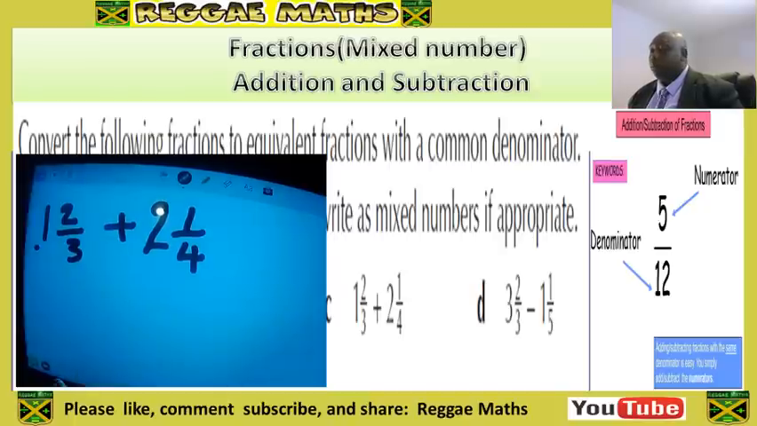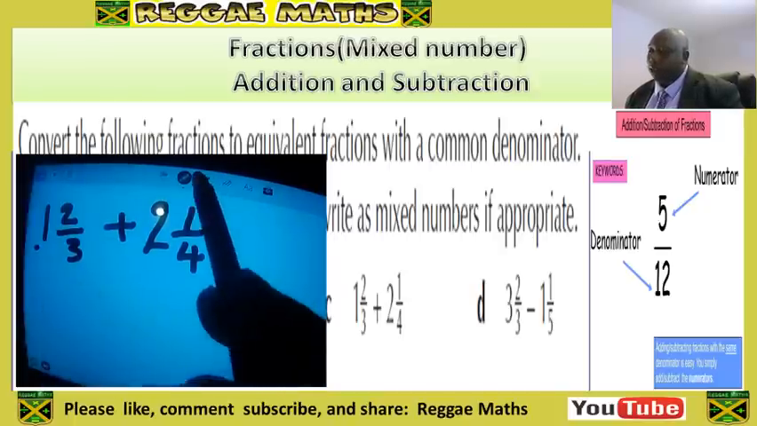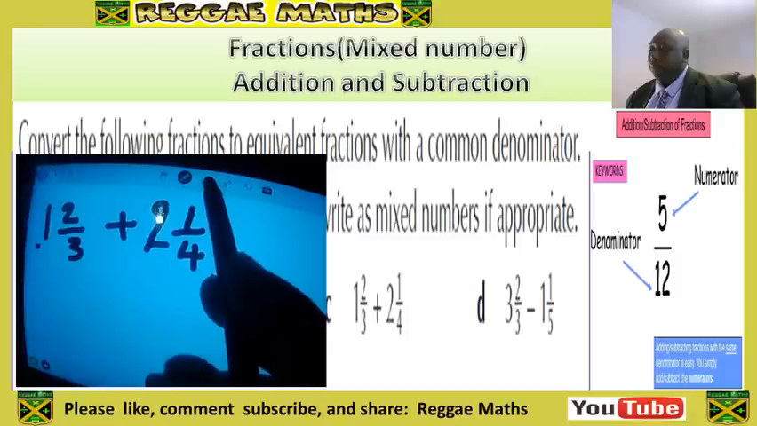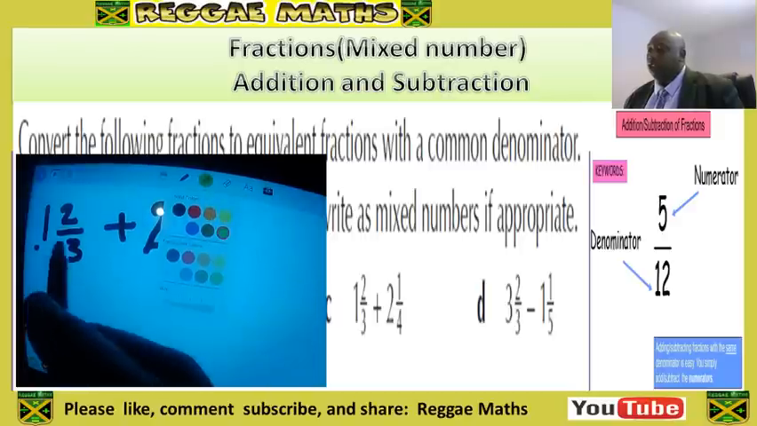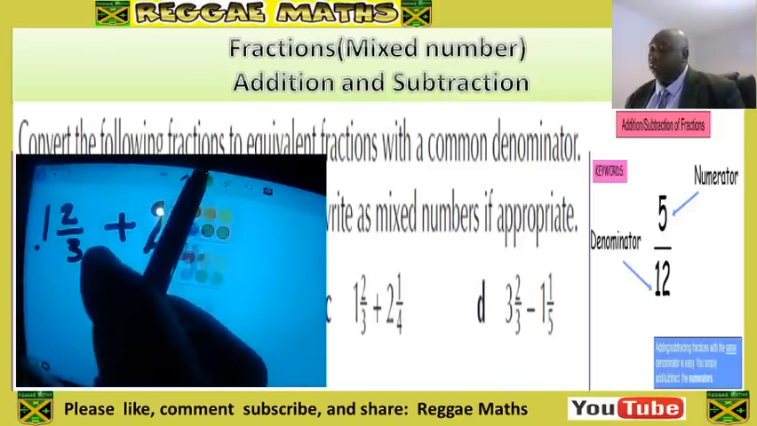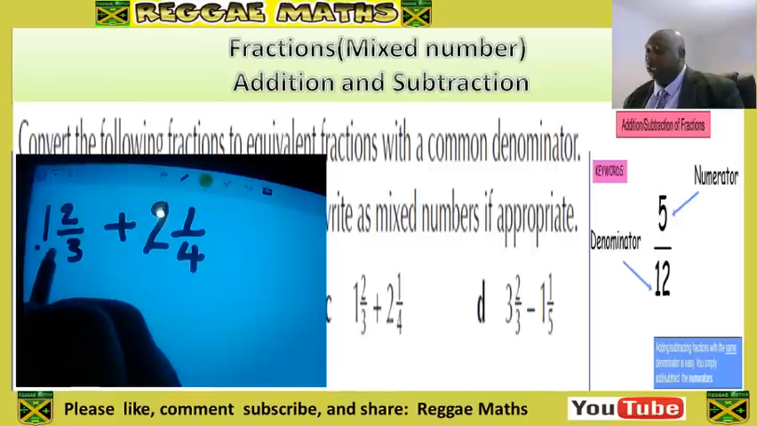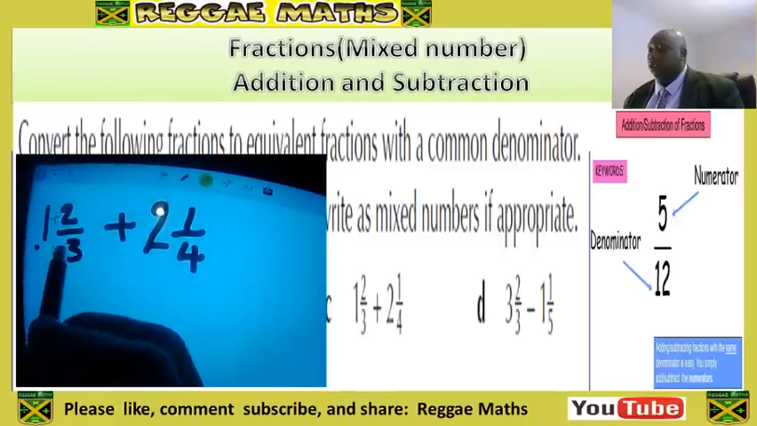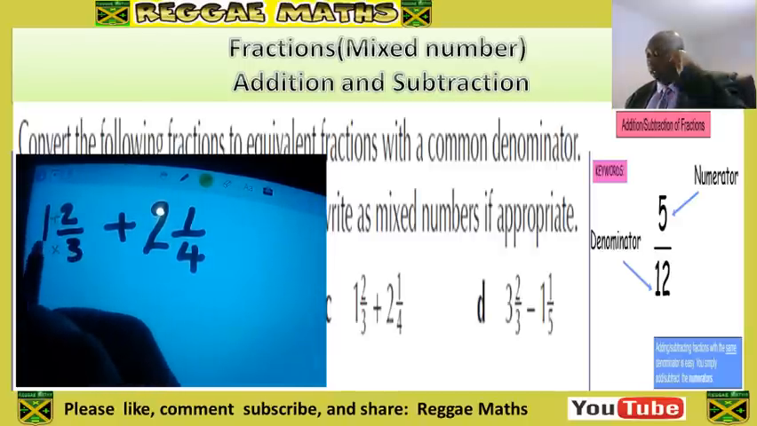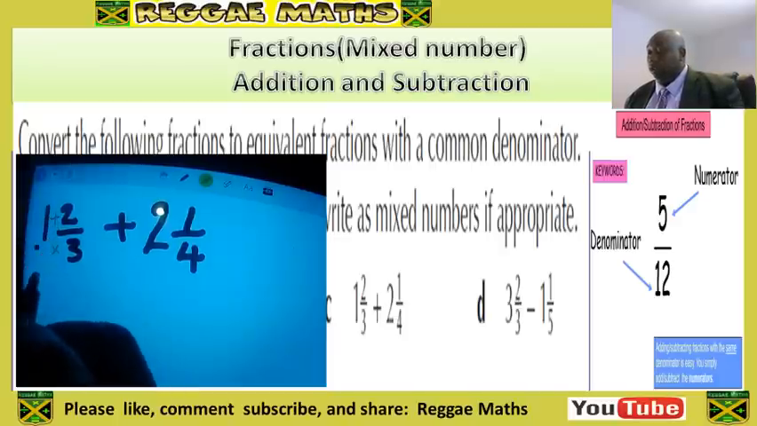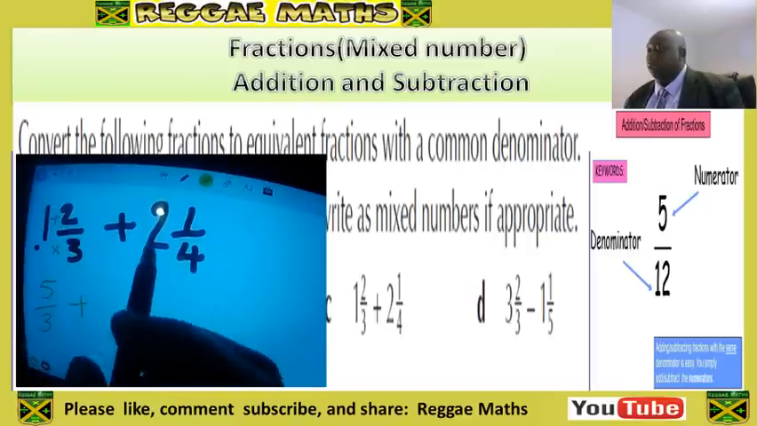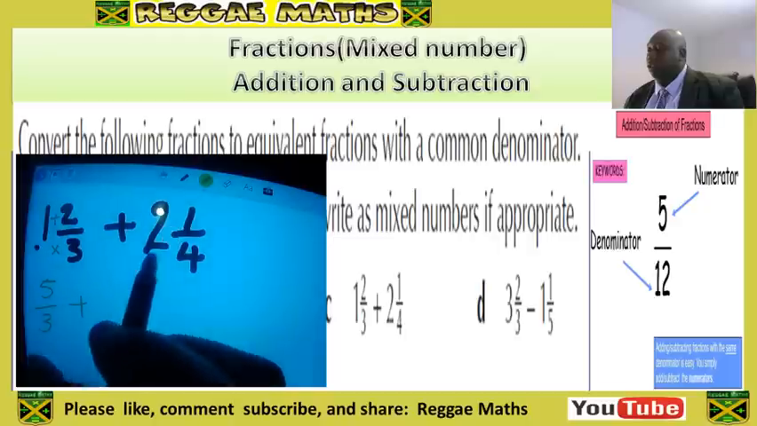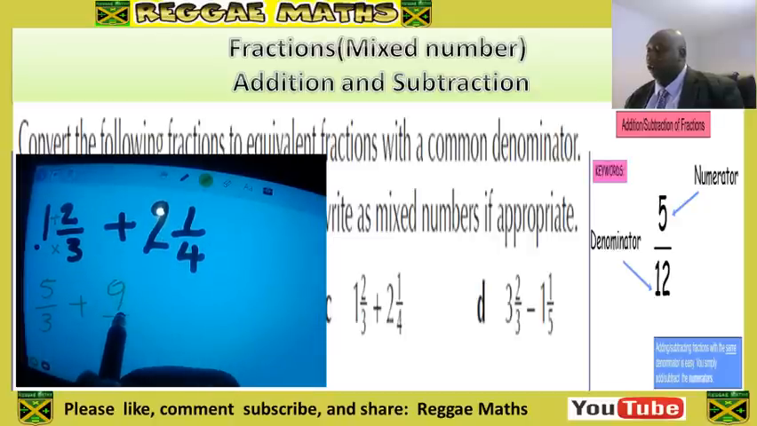So step one, what I'm going to do is change all of these mixed numbers into top heavy fractions. So to do this, I'm going to do bottom times side add top. So 3 times 1, that's 3, plus 2, that's 5 over 3, plus 4 times 2 is 8, plus 1 is 9 over 4.